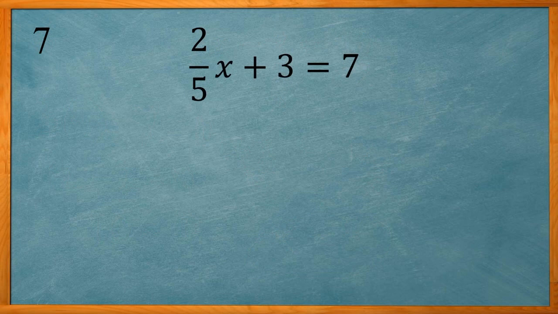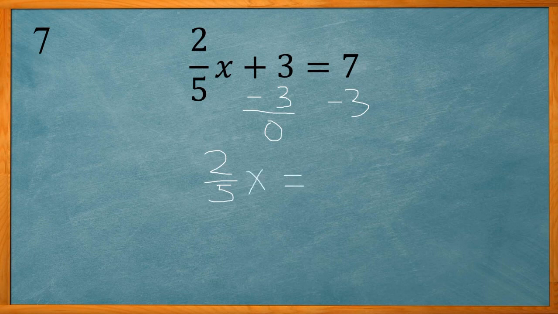All right, so this one involves two steps again. I've got a fraction multiplied by the variable, and I'm adding 3. So again, I start with whatever's being added or subtracted, and do the opposite. So I subtract 3, so that adds up to 0. Subtract 3 here. Leaves me with the 2/5 x. 7 minus 3 is 4.